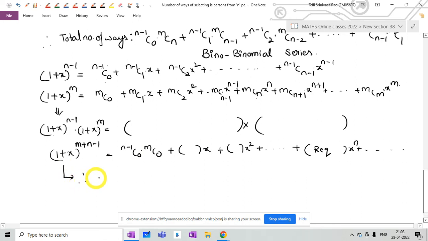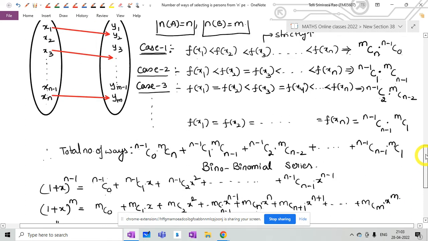So what happens? The x to the power of n coefficient on LHS is equal to what, children? (m plus n minus 1)Cn. We have to find the x to the power of n coefficient. And we also know that nCr equals nC(n minus r). So we can write this as (m plus n minus 1)C(n minus r). If we take the difference of these two, we get m minus 1.